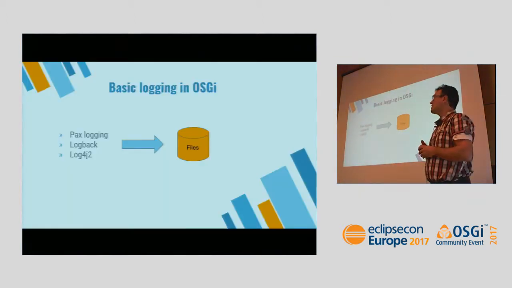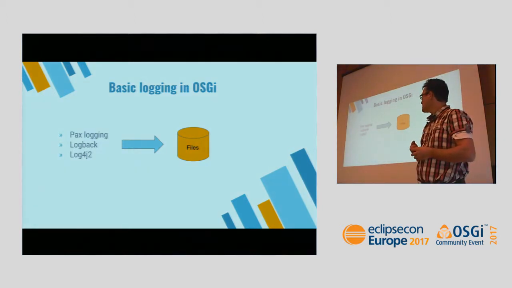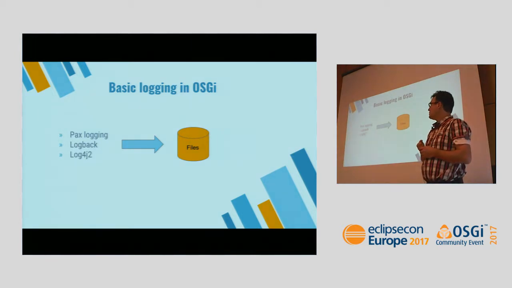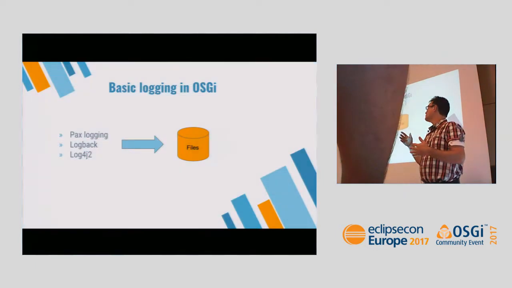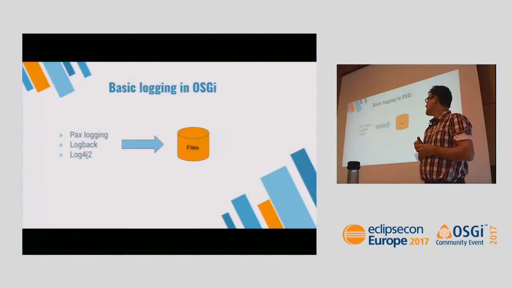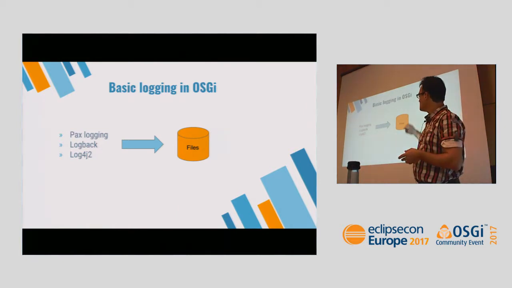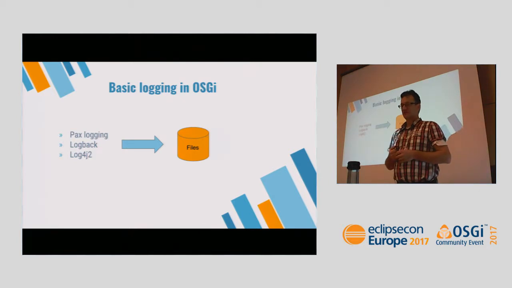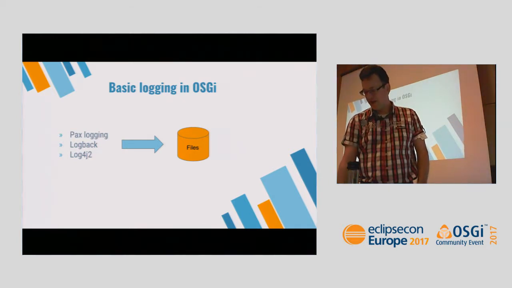So let's start with the basics. Logging in OSGi, there are several out-of-the-box frameworks that can do that: PAX Logging, Logback, Log4j2. Actually, PAX Logging relies on one of these two in the back end. And basically, they have some adapters, but more or less, normally, you write your files. So it's a quite limited solution for logging.